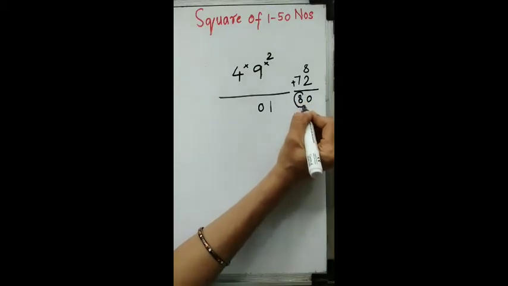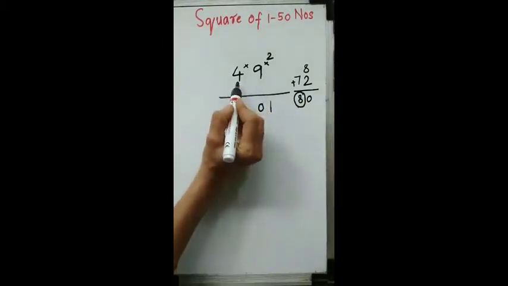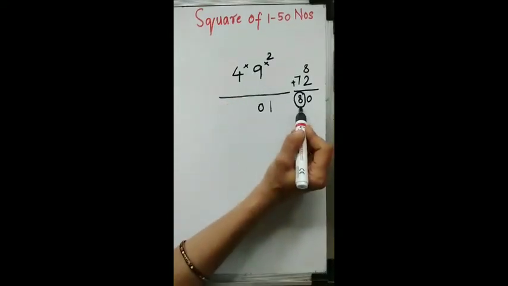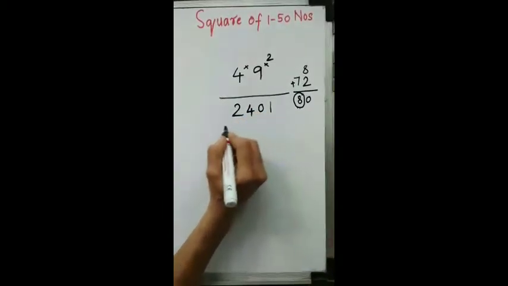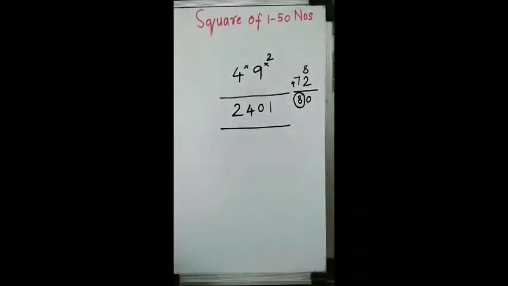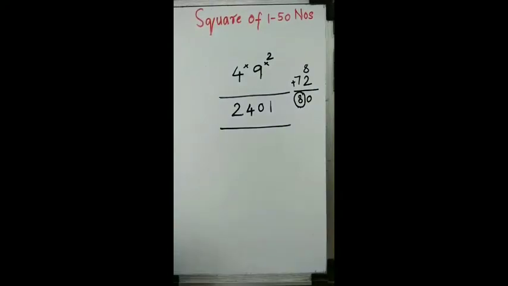Okay. So now the third and the last step is I have to find the square of this. 4 4s are 16. 16 plus 8 will give me 24. So my answer for 49 square is 2401. Are you getting this, children? Let's see one more number.